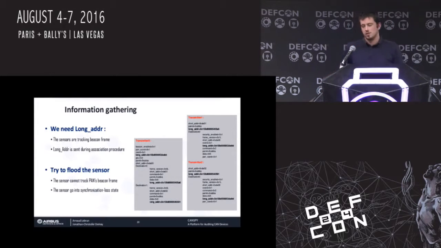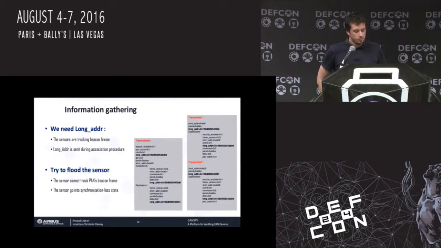We know that the long address, the extended address, is transmitted when the sensor is associating with the PAN. So basically we need to force a new association. This is something you can find in a lot of attacks on wireless networks. So how to do that?